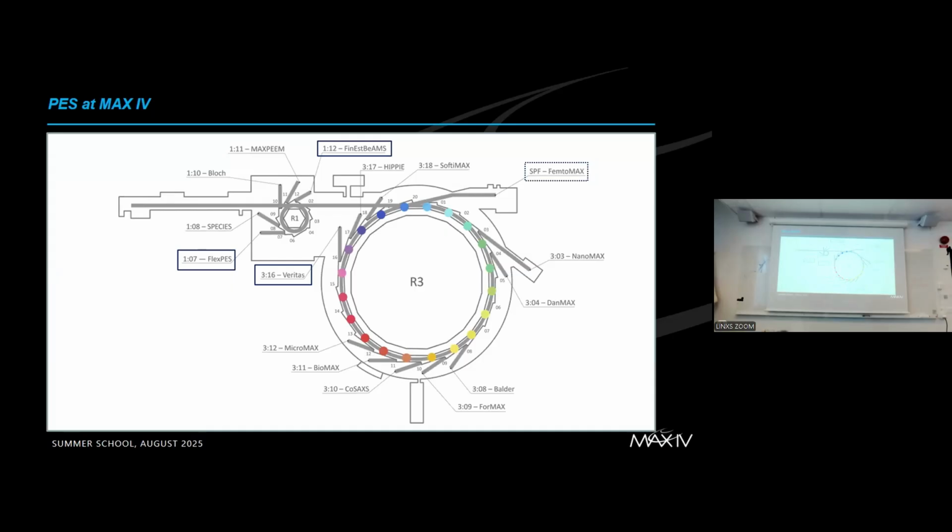At MAX IV, we have seven beamlines which can perform photoelectron studies. Five of them are located on the small ring. Actually, all beamlines on the small ring can perform photoelectron studies of different kinds. And also two beamlines on the large ring dedicated to soft X-rays can perform photoelectron studies, Veritas and Hippie. Plus, there is one beamline for hard X-ray photoelectron spectroscopy, which is in planning.